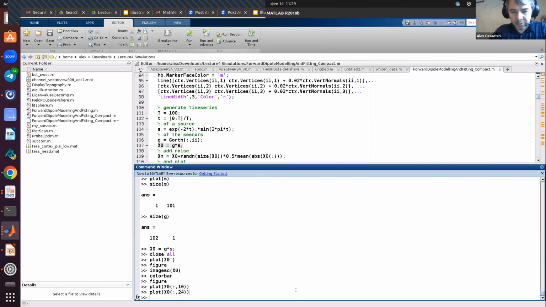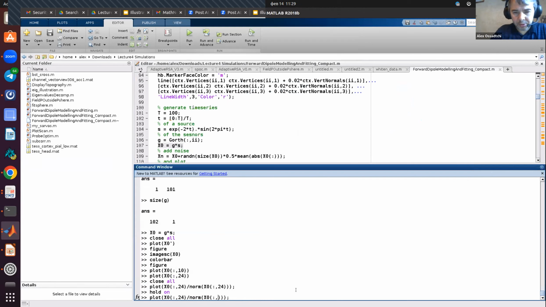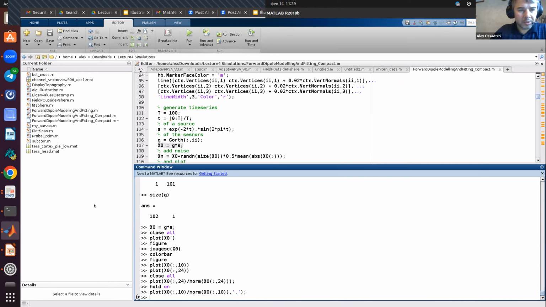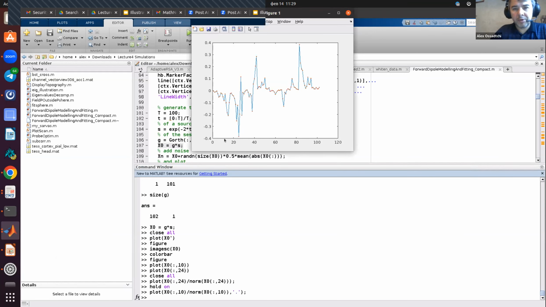So if I plot x0 divided by the norm, somehow normalized, for column 24, and then say hold on and plot column 10 with dots so that we can see, I will get exactly the same two columns. The same is true for the rows.